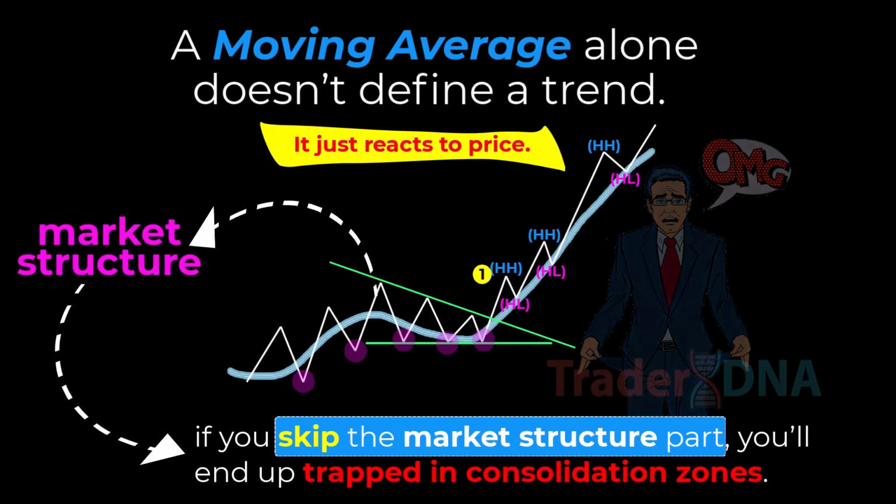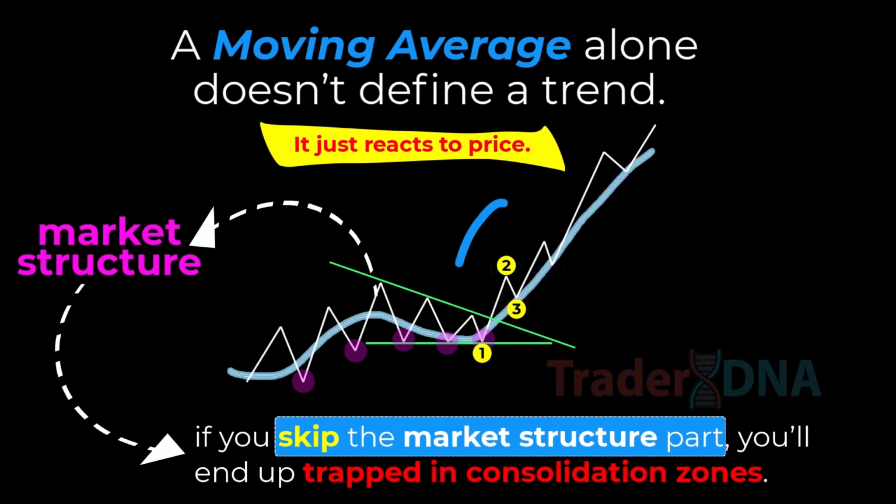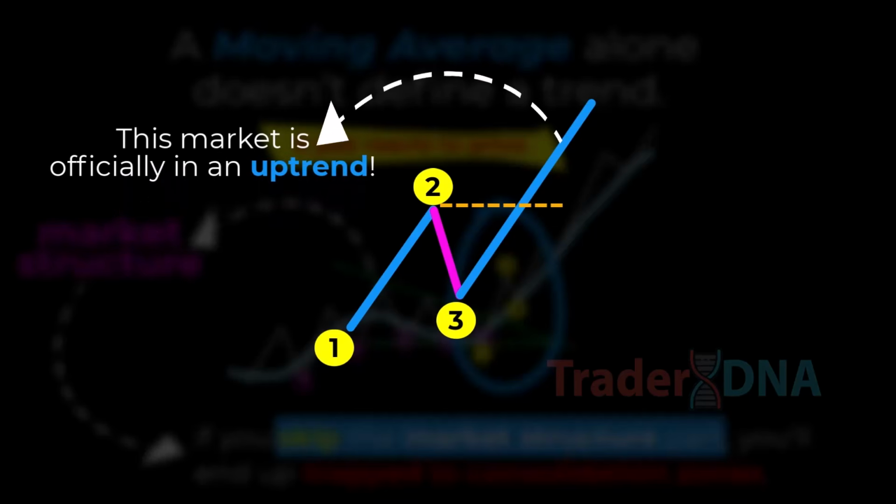That's why I use something I call the 1-2-3 move. It's simple, it's clean, and it's insanely effective. Step 1, price pushes up and creates a new high. Step 2, it pulls back slightly and forms a higher low. Step 3, it pushes again and forms a higher high. That's your confirmation. That's when you know, all right, this market is officially in an uptrend.